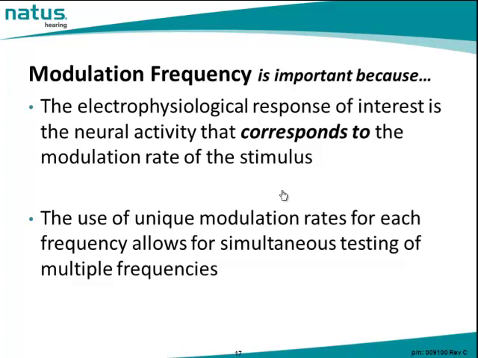Using unique modulation rates for each frequency allows for simultaneous testing of multiple frequencies in one or both ears. For example, if we're testing with binaural stimulation and we are using 4 frequencies per ear, the software will utilize 8 unique modulation rates, one for each carrier frequency.